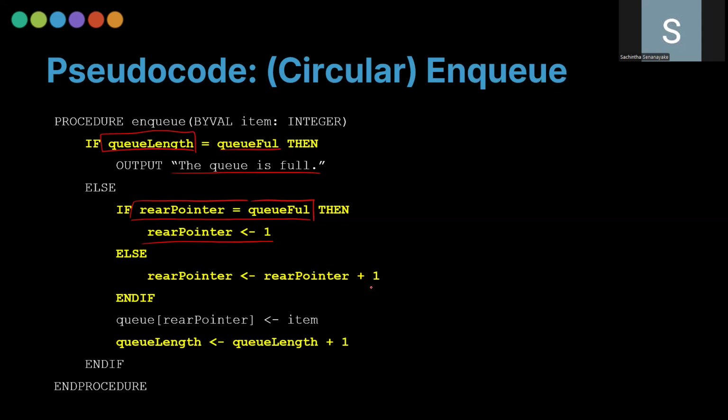But otherwise, if there is space, if queue length is less than queue full, and the rear pointer is also not equal to queue full, if rear pointer is less than queue full, then we can keep incrementing rear pointer by 1, allowing us to add the item to the rear pointer position of the queue, and thereby increment queue length by 1.